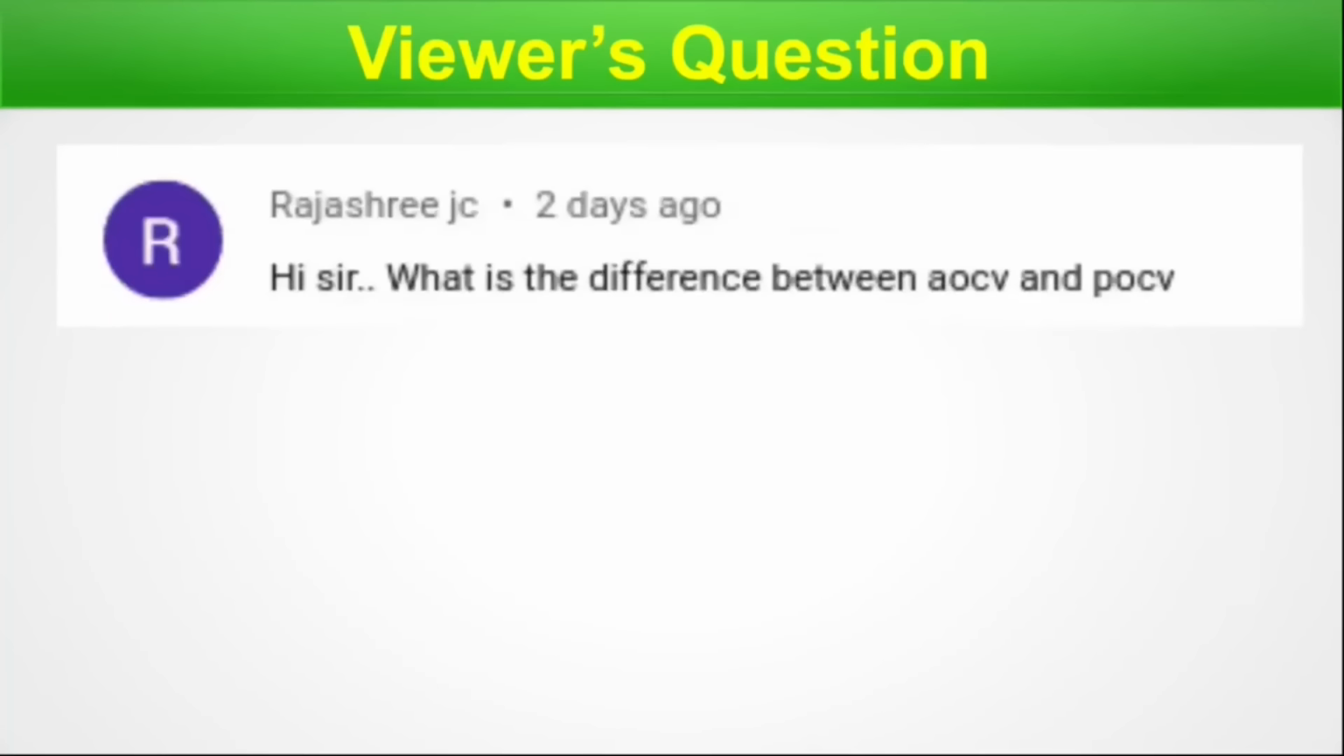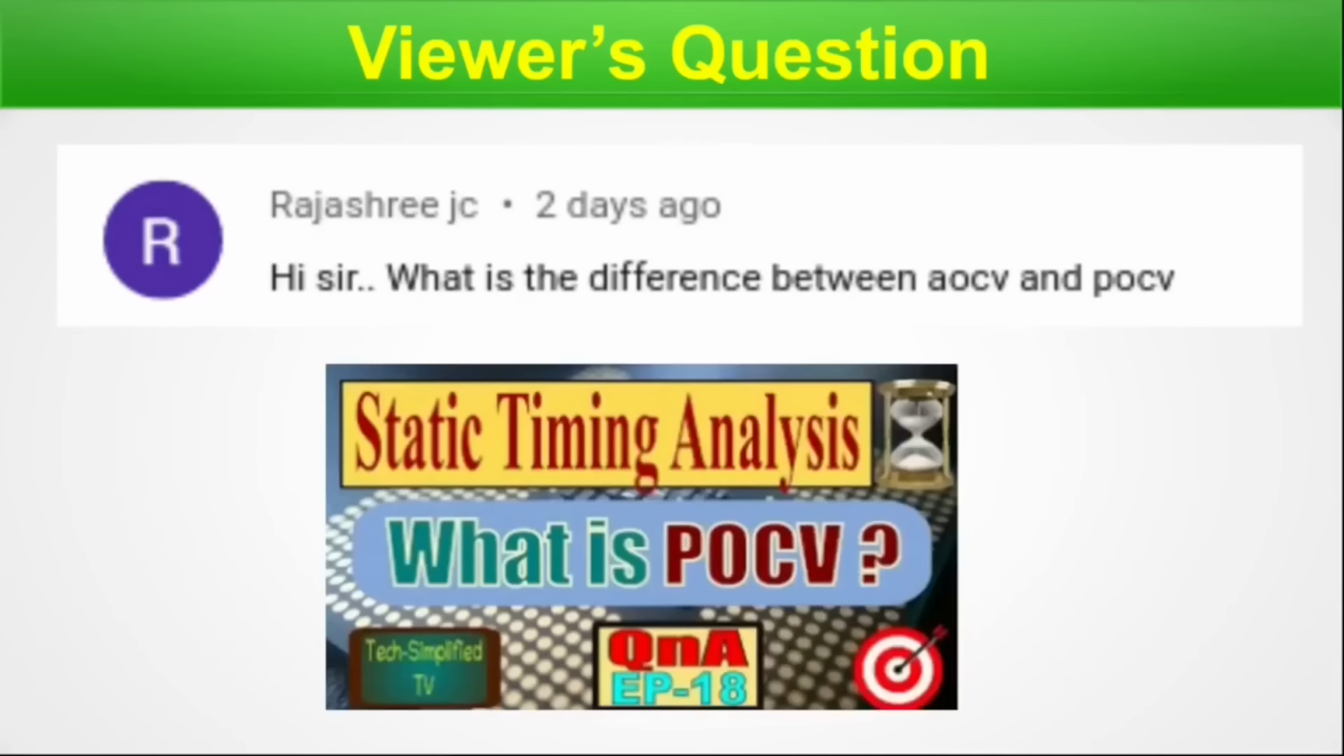Hey folks, welcome back to the computer screen. In today's episode, we are discussing viewer Rajeshree's question, what is the difference between AOCV and POCV, which she asked in the 18th episode of Q&A, where I discussed POCV. Now, in all the previous episodes in the static timing analysis series, OCV and POCV were discussed. So today we are going to discuss AOCV. So let's move on to the next slide.